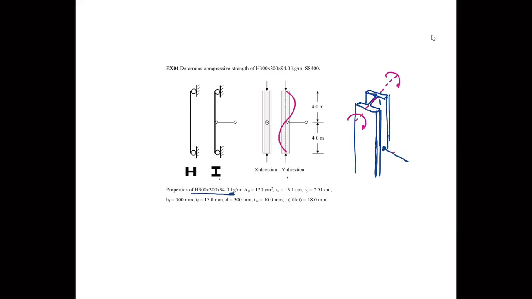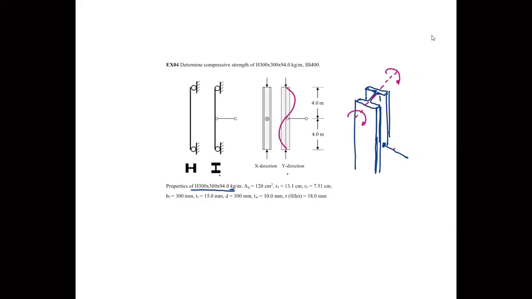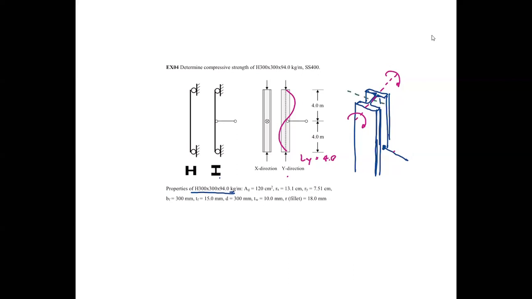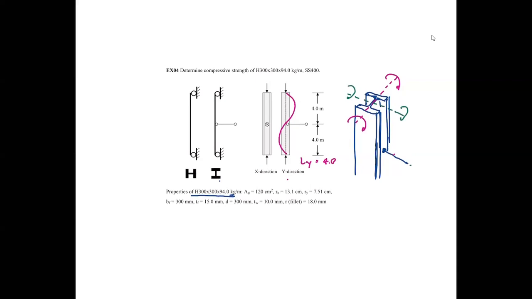In other words, the unbraced length in the y direction becomes 4 meters. But in the x, now the bracing becomes just a dot. So when the buckling is going to occur in this direction, rotation like that, this bracing doesn't help, right? So your column can go full blown like that. So the LX becomes 8 meters.